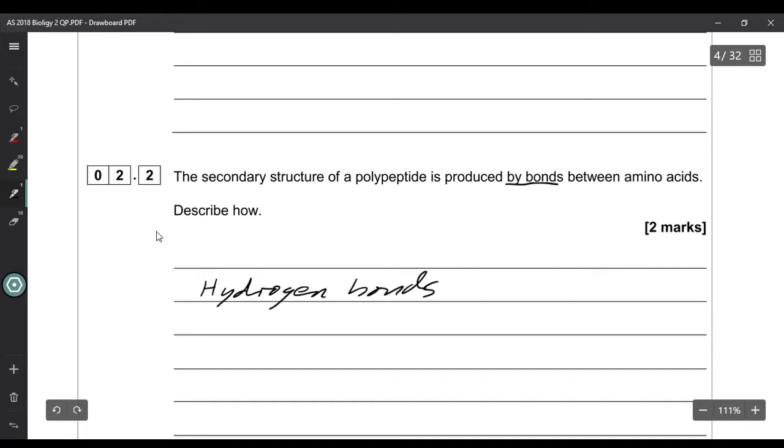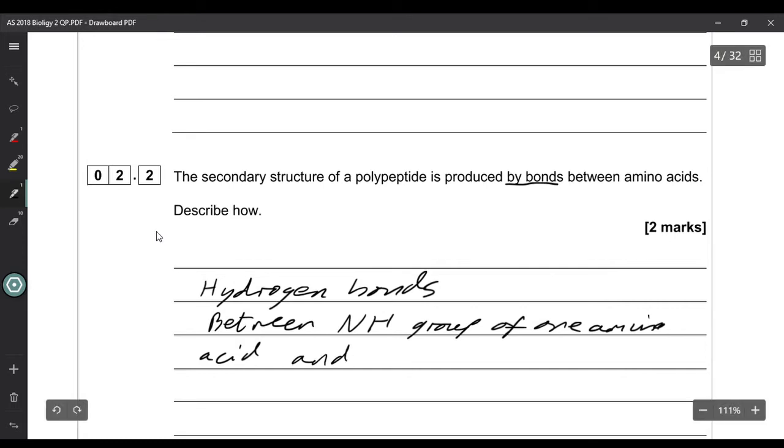and again we need to say where the hydrogen bonds are, in essence what parts of each amino acid are involved in hydrogen bonds. So the hydrogen bonds are between the NH groups of one amino acid and the C double bond O group of another.